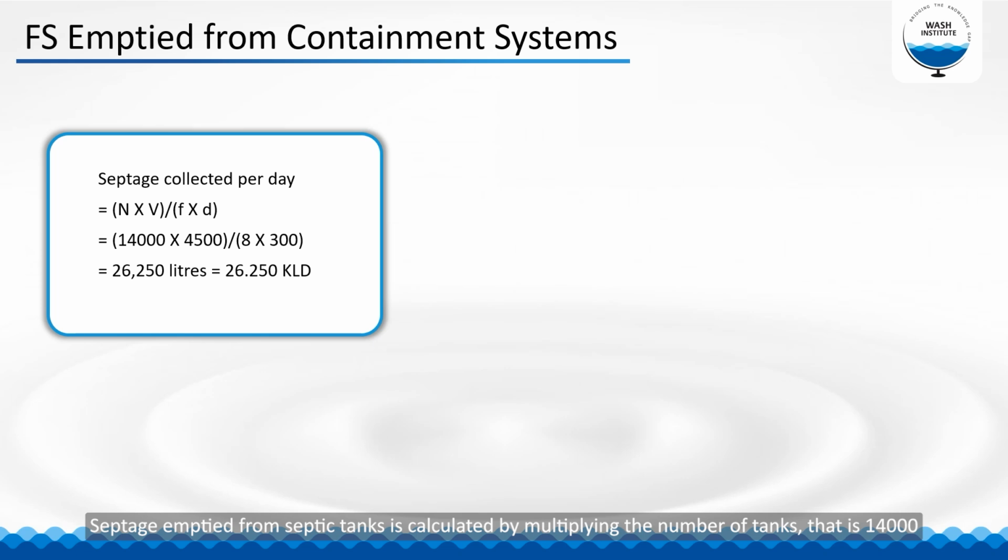Septage emptied from septic tank is calculated by multiplying the number of tanks, that is 14,000, with average volume of 4,500 liters. To calculate the per day collection, the total fecal sludge emptied is divided by number of working days in the desludging period, which is calculated by multiplying number of working days in 1 year, that is 300, with the average desludging period in years, that is 8 years. Total septage emptied per day comes out to be 26,250 liters, that is 26.25 KLD.